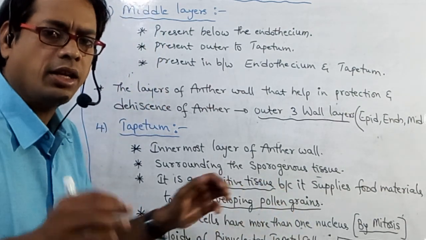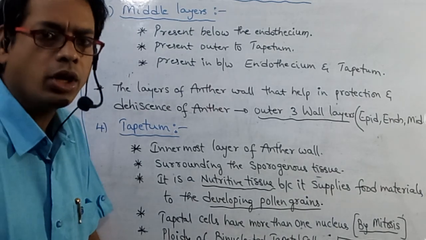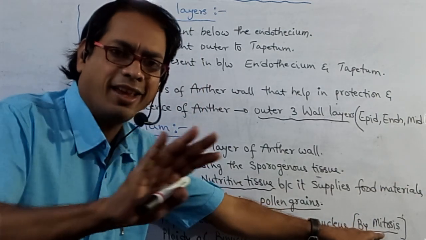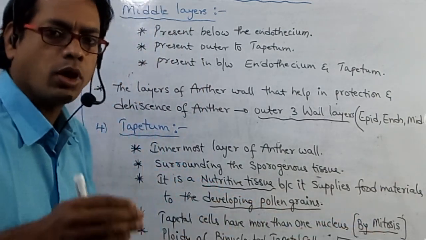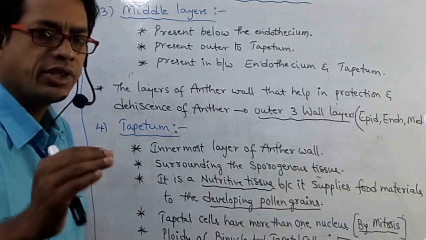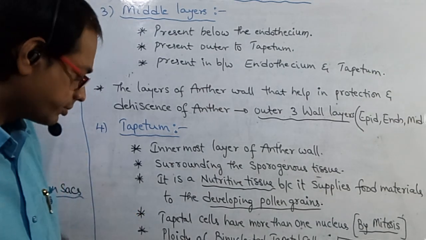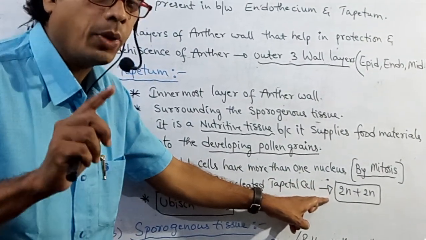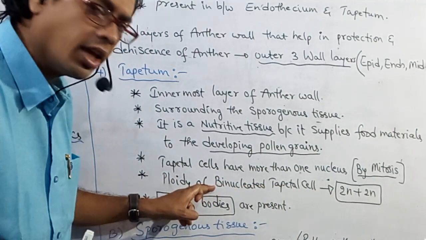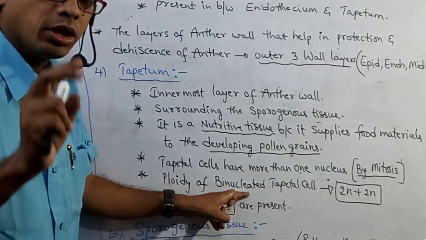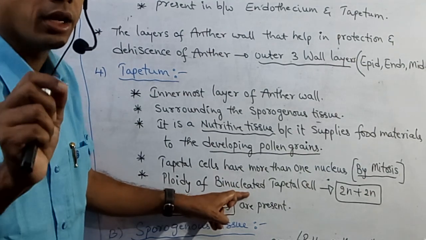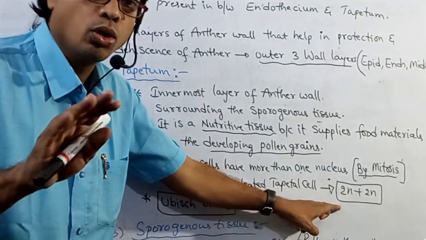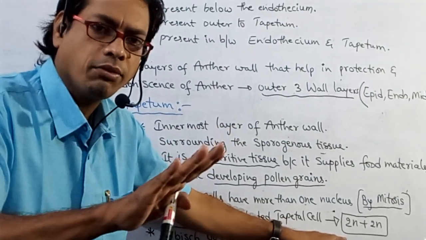What is the division responsible for that multinucleated condition in tapetal cell? We have to say mitosis. Don't say meiosis. More than one nucleus in tapetal cell is due to mitosis. Ploidy of binucleated tapetal cell is 2n plus 2n. Don't say 2n. Don't say 4n.